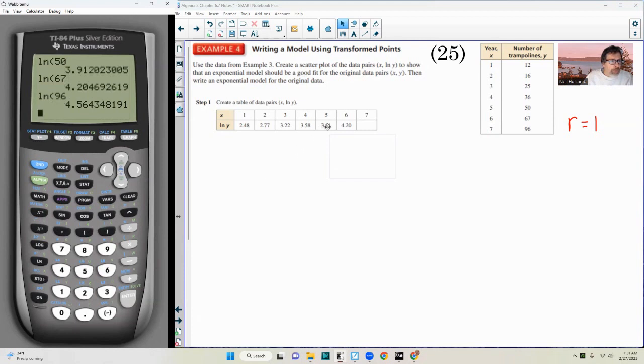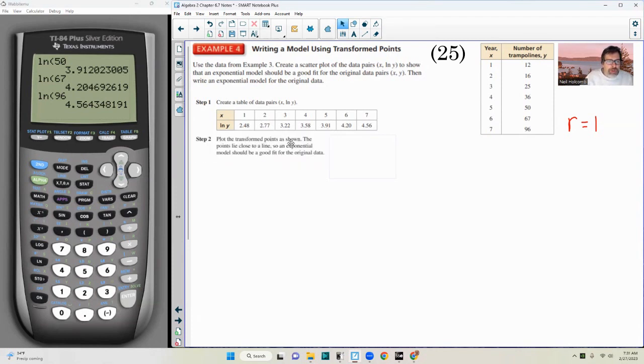And that is 4.56. Okay, so that's the first step. So we created this data, 1, 2, 3, 4, 5, 6, 7. Then we took the natural log of these y values, and now we have these values here that we're going to plot. So step 2 is plot the transformed points as shown. The points lie close to a line. So an exponential model should be a good fit for the original data.